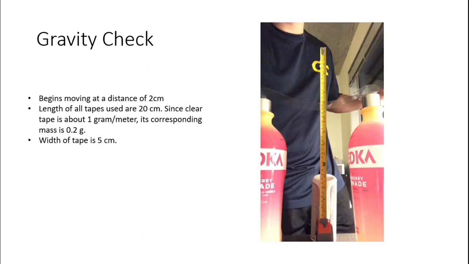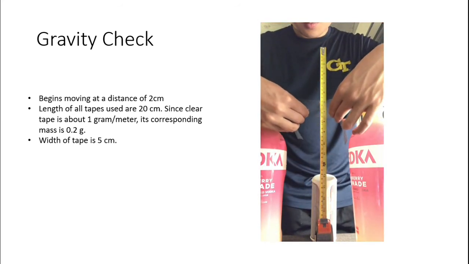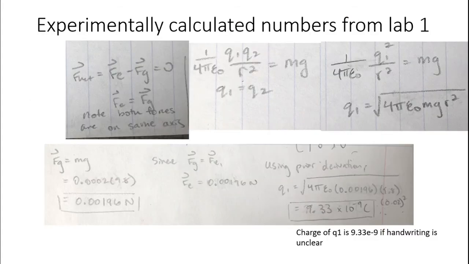Here's a gravity check of our U-tapes. I noticed that the top tapes began moving when the bottom tape was 2 centimeters away. Note, the length and width of all my tapes were 20 and 5 centimeters respectively, which led to a corresponding mass of 0.2 grams. Plugging these experimentally measured numbers into our Lab 1 derivation yields a calculated charge of 9.33 times 10 to the negative 9th coulombs, and a gravitational and electric force magnitude of both 1.96 times 10 to the negative 3 newtons.